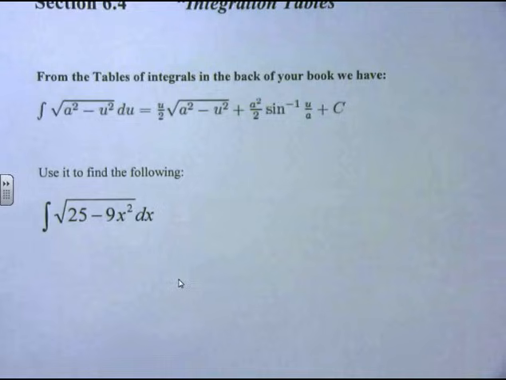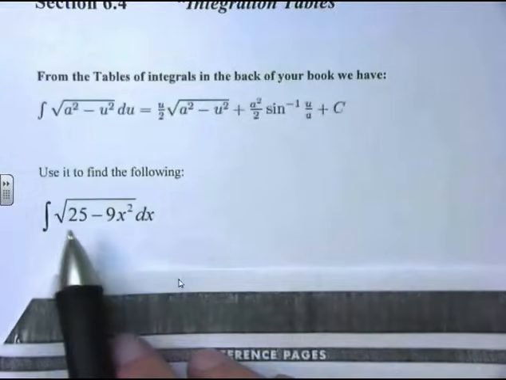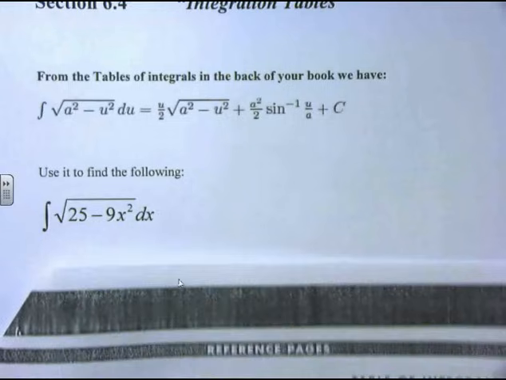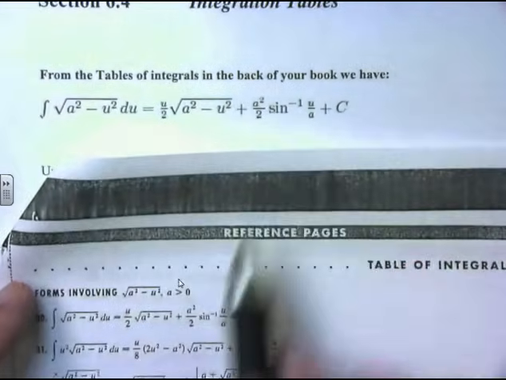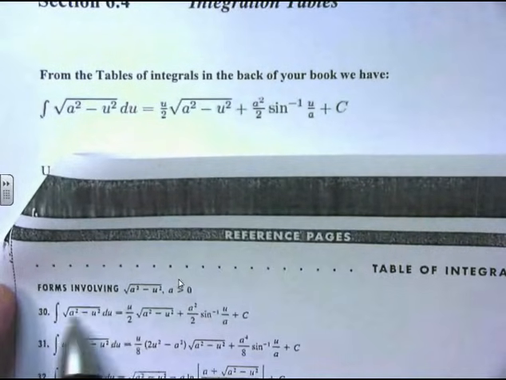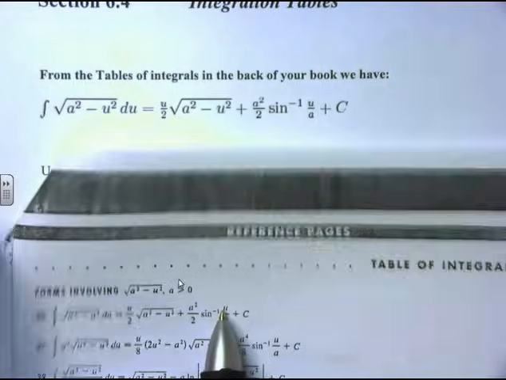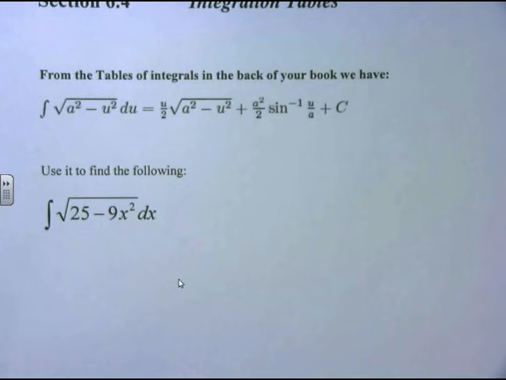So I'm going to flip over here to my forms. So here's forms involving a squared minus u squared, and you identify this as a number minus u squared, so it looks like this formula right here. And I just went ahead and copied the formula out of the book for you guys. So here's my formula number 30. This is formula number 30, and that mimics what this guy looks like. But we want to integrate this square root of 25 minus 9x squared. How do we do that?